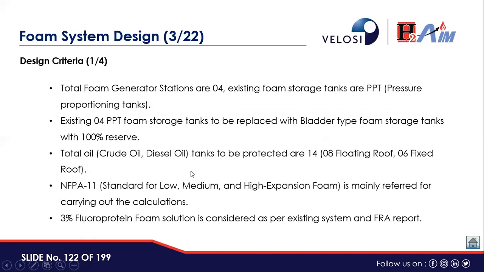So now, what are the design criteria as per the standards? The total foam generator stations were 4. Existing foam storage tanks are pressure proportioning tanks. The existing 4 PPT foam storage tanks are to be replaced with bladder type foam storage tanks with 100% reserves. Total oil tanks to be protected are 14. Out of 14, 8 were of floating roof type and 6 were of fixed roof type.